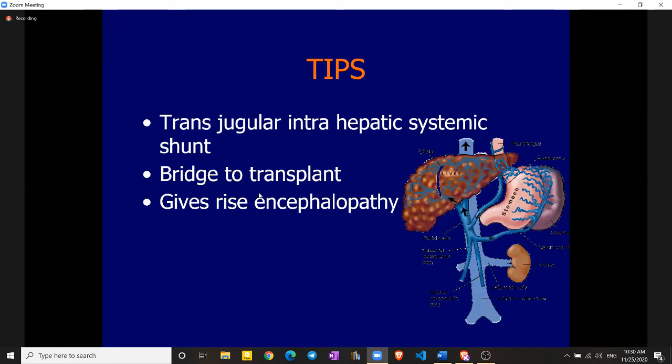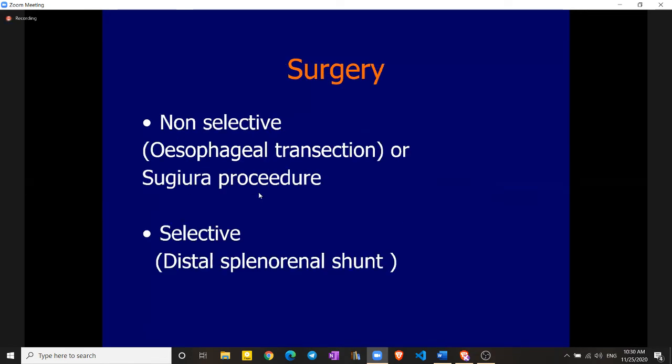Next one. So surgery, non-selective esophageal transection or Sugiura procedure. No, you can do a distal renal shunt. No, almost never done now, right? So surgery option has gone out of this.